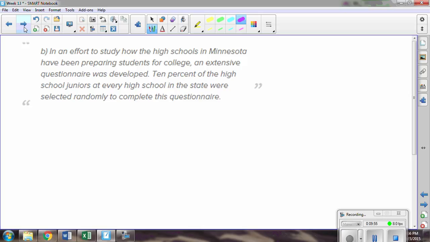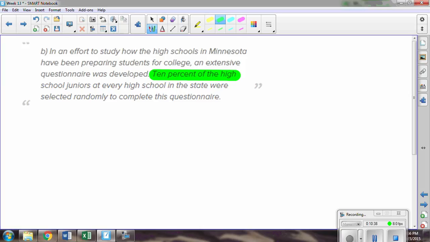Okay, question B. In an effort to study how the high schools in Minnesota have been preparing students for college, an extensive questionnaire was developed. 10% of high school juniors at every school in the state were selected randomly to complete the questionnaire. So, is this a census or is this a sample survey? Sample survey. Why is it a sample survey? Because they only use 10% of the high school. Perfect, right there. Because they're taking 10% of juniors, not everybody, that makes it a sample survey. Absolutely.